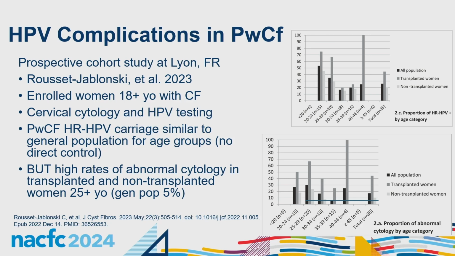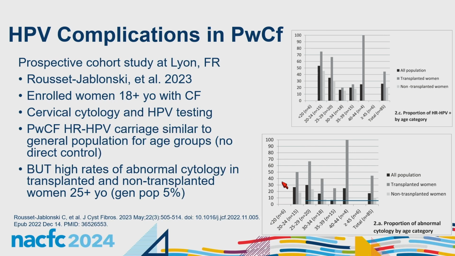So there was a prospective cohort study conducted in Lyon, France, where women 18 and up with CF were enrolled and cervical cytology and HPV testing was performed. In general, the carriage rates for high-risk HPV were similar to the general population in France. The study did not include a control group, but they did have general data from other survey studies that they were able to compare to.